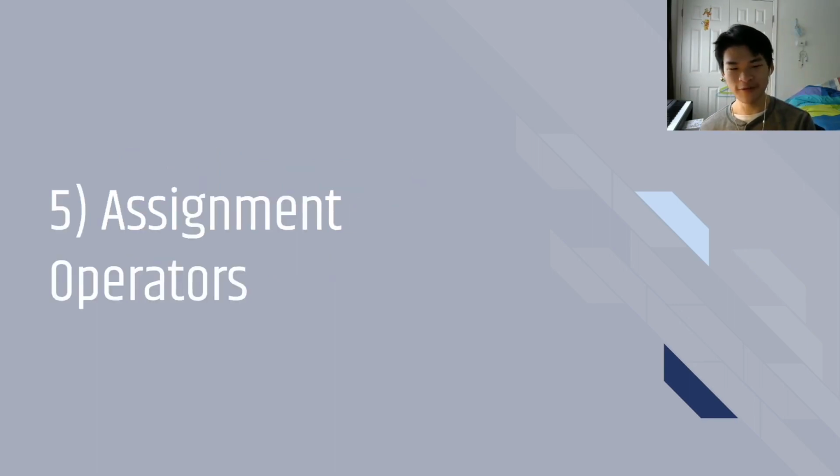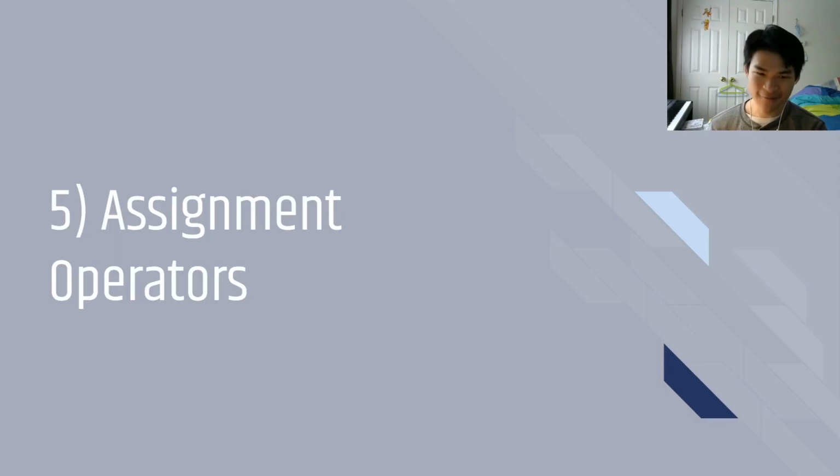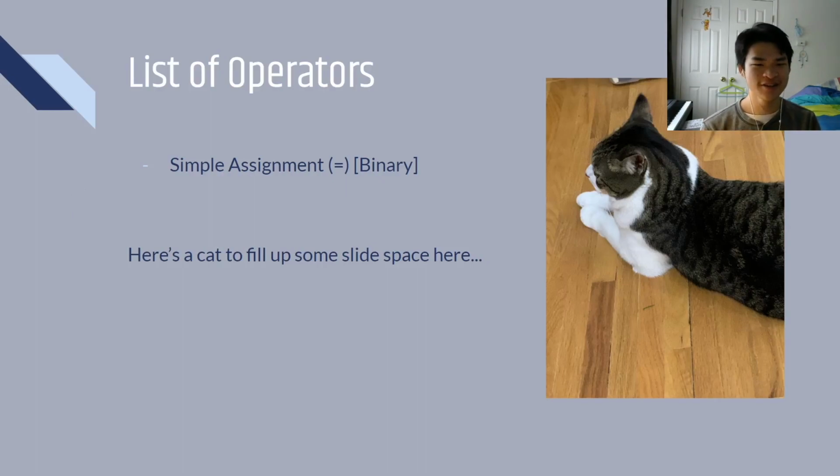Okay, we're going to be moving on from Booleans, because saying true and false hurts my brain. Assignment operators. Our list of operators is literally just one. It's a simple assignment operator, and it's a binary operator. I didn't have enough words, so I just put a picture of a cat in here. I don't really know why I put a cat in here, but just enjoy it.